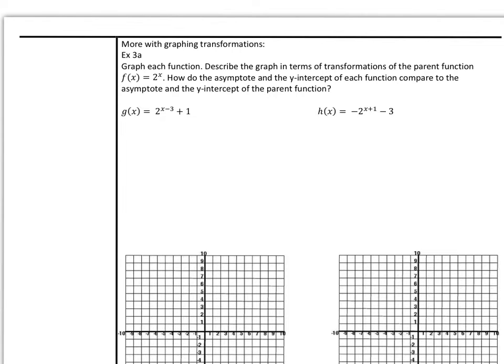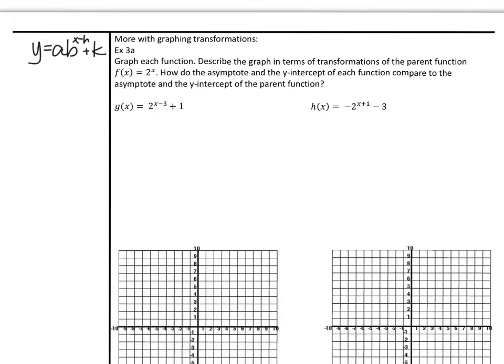Our final lesson in 6.1 has us going back to graphing. In this lesson, we'll look at changes in your input value and how it affects the shape of your graph. If we look at the equation on the left, y equals a times b to the x minus h plus k. This can describe any translated exponential function.